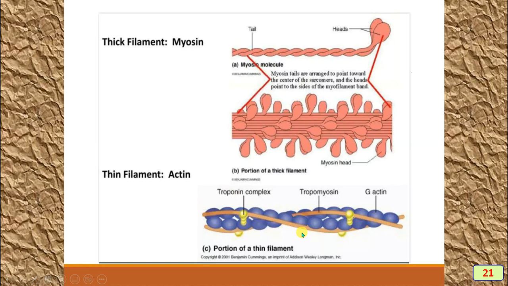And this is a portion of the thin filament which contains the troponin complex, tropomyosin, and G actins, just like the blue bead structures.